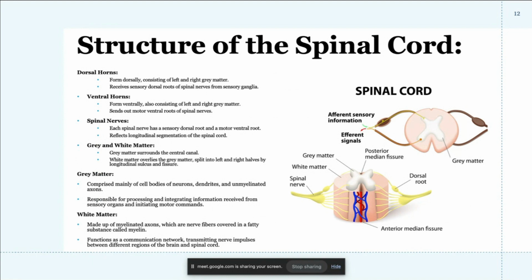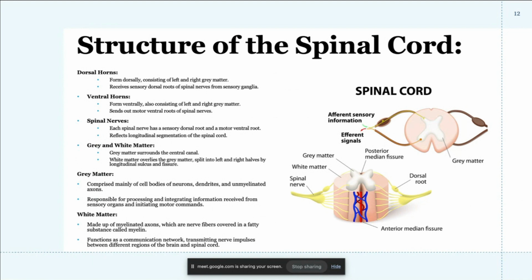The grey matter is made mainly out of cell bodies of the neurons, dendrites and unmyelinated axons, whereas the white matter is made out of myelinated axons. These myelinated axons are made out of a fatty substance called myelin, and this fatty substance is white in color. Because it's white, the white matter appears white, and that is why it's called white. Whereas the grey matter, in contrast, doesn't have this myelination, so it's not exactly white.